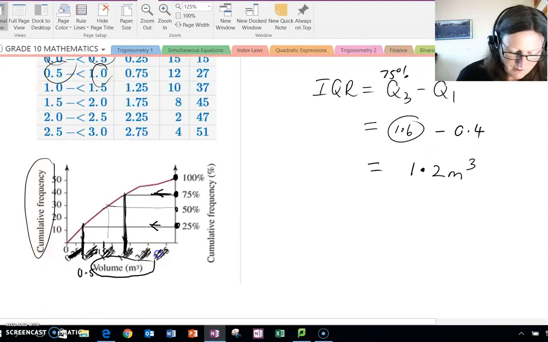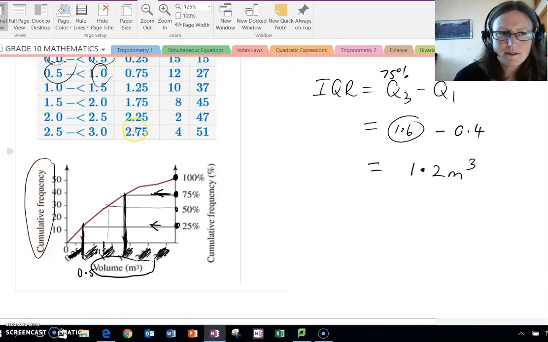Again, another reminder, the way the textbook does it, we don't tend to put the class centres there, we put the actual class intervals.